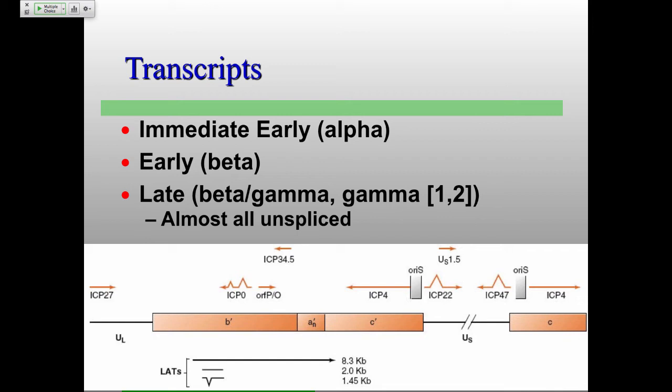Basically, all of the later genes, particularly all of our gamma ones, but many of the beta ones as well, are not spliced. And that's because, of course, the splicing machinery gets turned off by the infection by these viruses. These, again, are also in the repeated region of the genome. If you remember the short segment, long segment, those repeated ones have ICP0 particularly, and also ICP4.